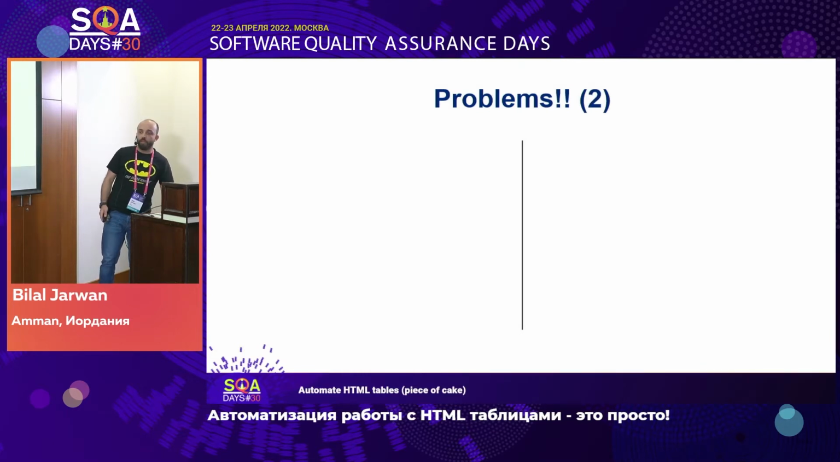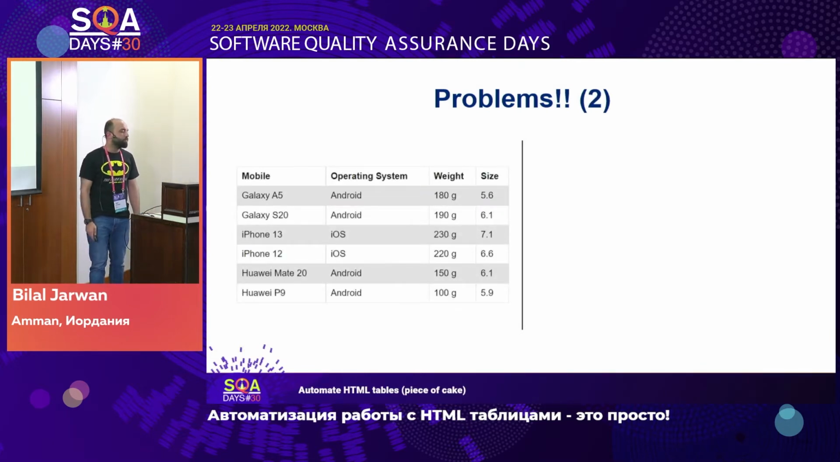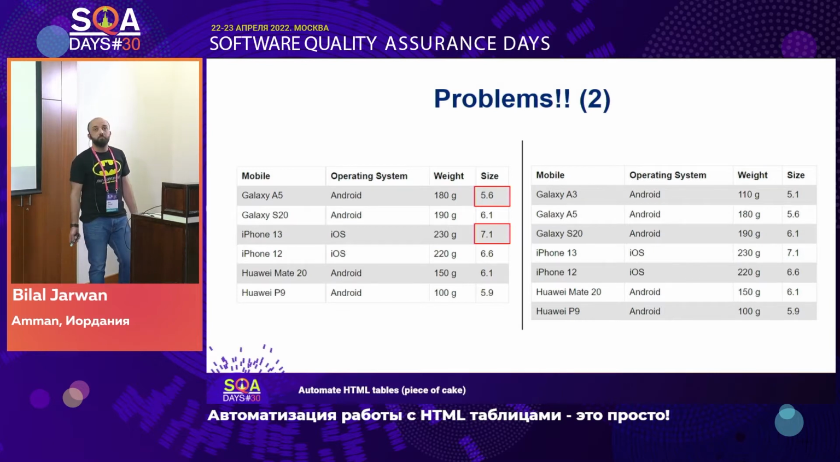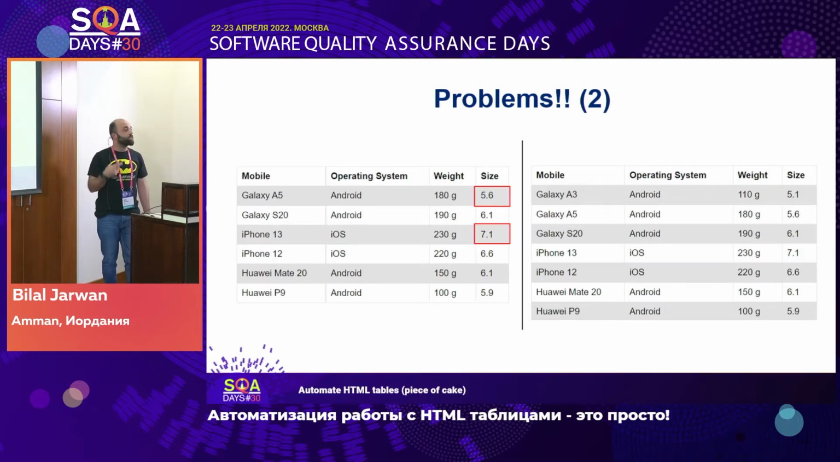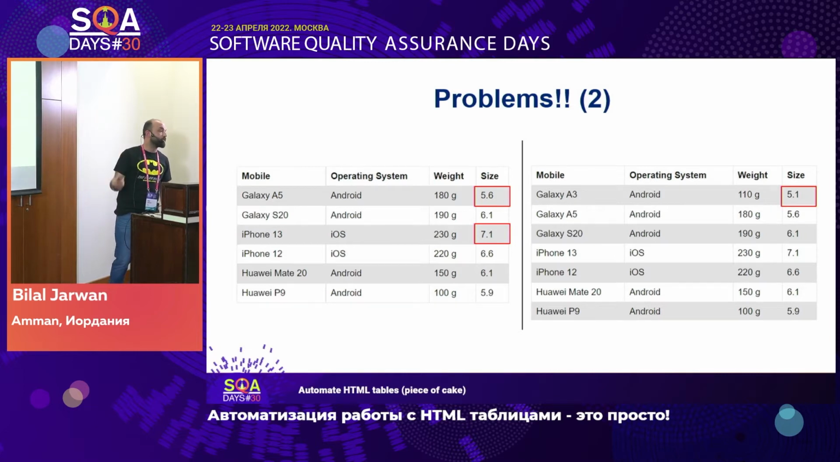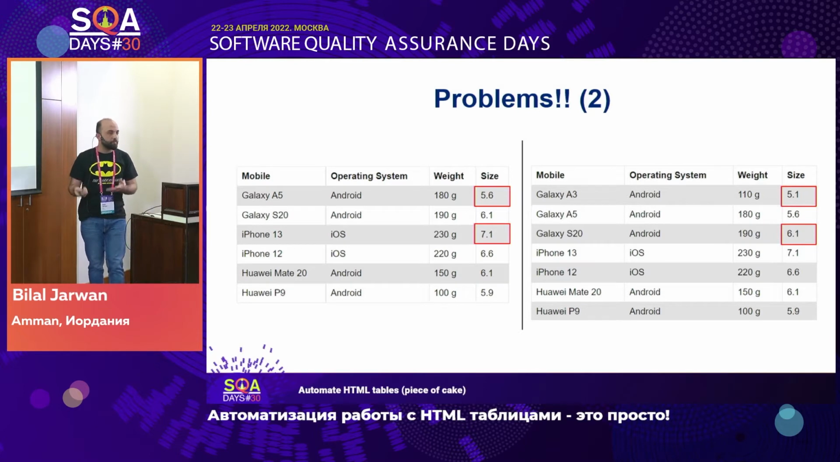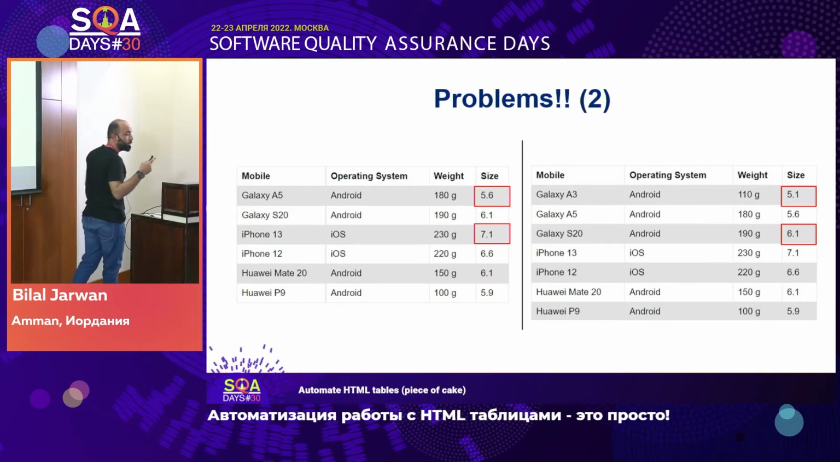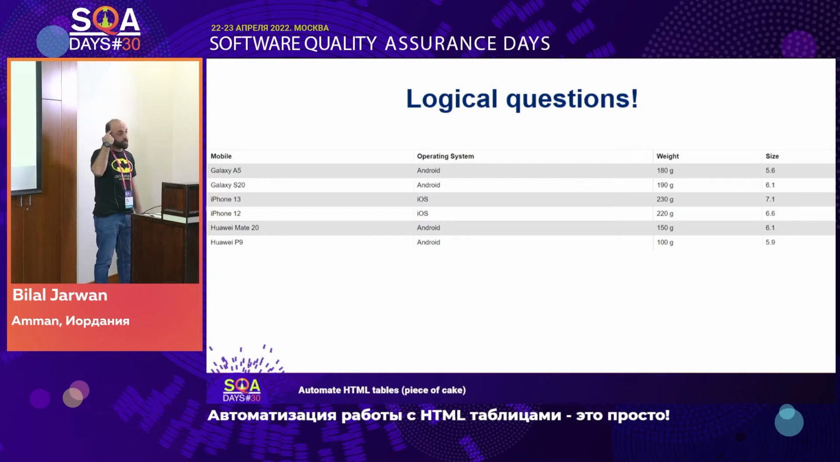The second problem that you will have: the same table, I need to get the same data, but I have added a new row at the top. So if I use the same XPath for the same element, I will get 5.1 instead of 5.6 and 6.1 instead of 7.1. And these are the most common problems that people fall into when working in automation testing for the HTML tables.